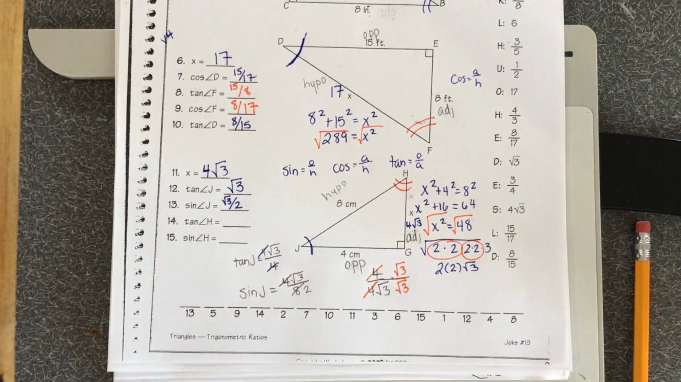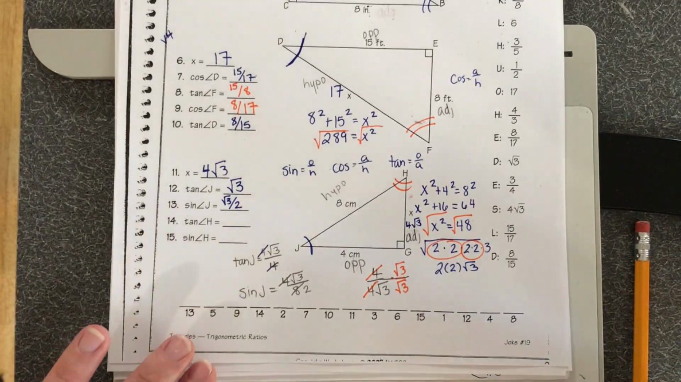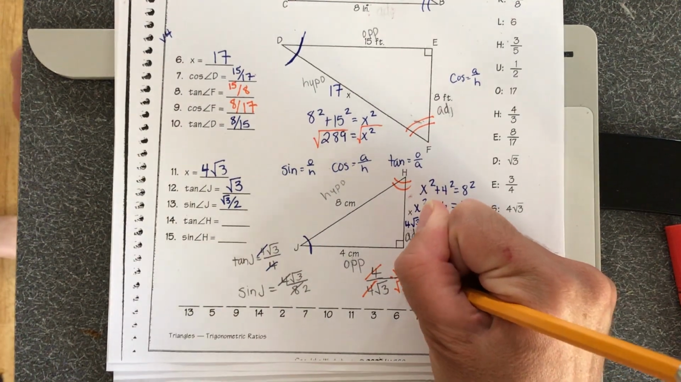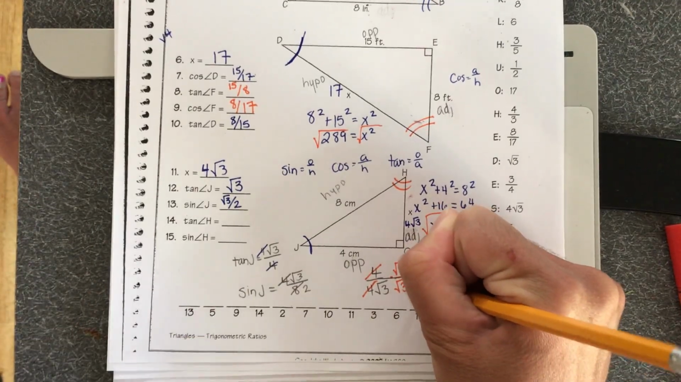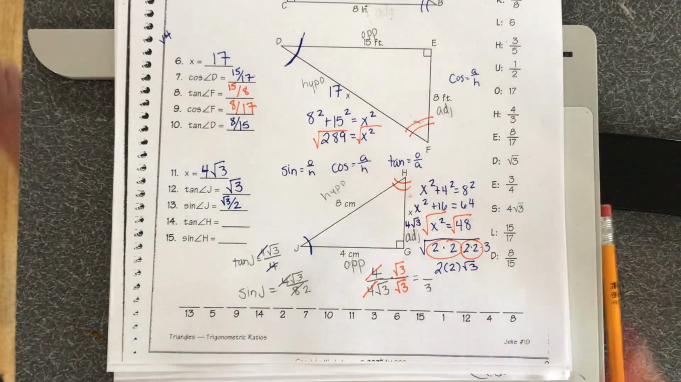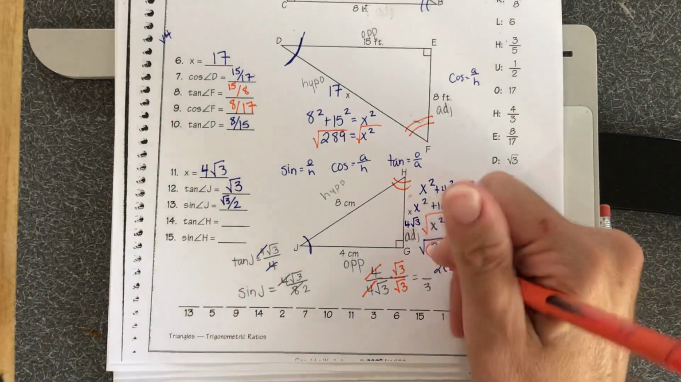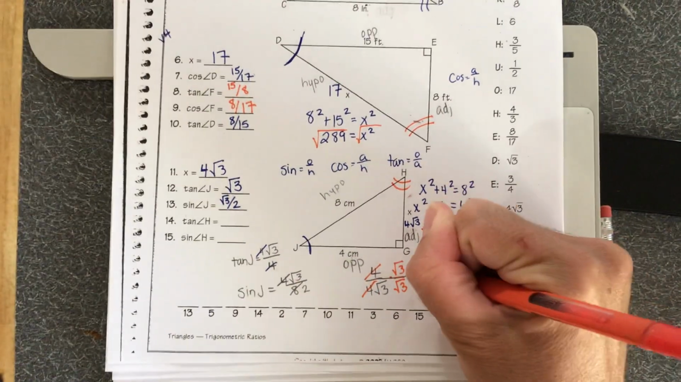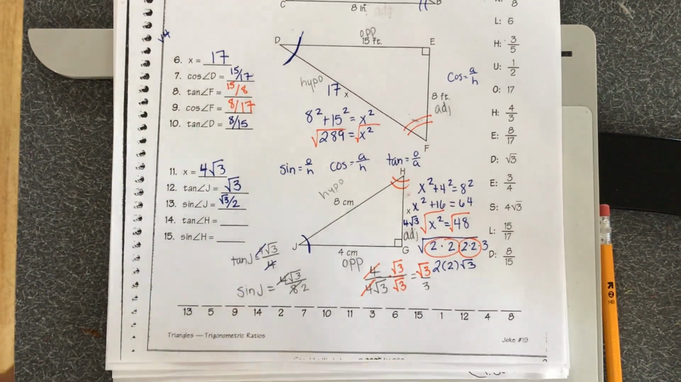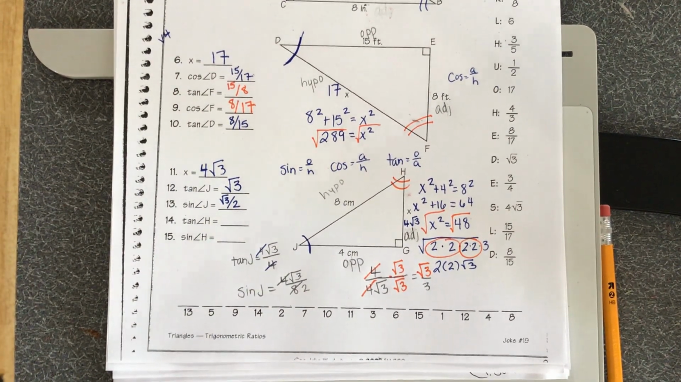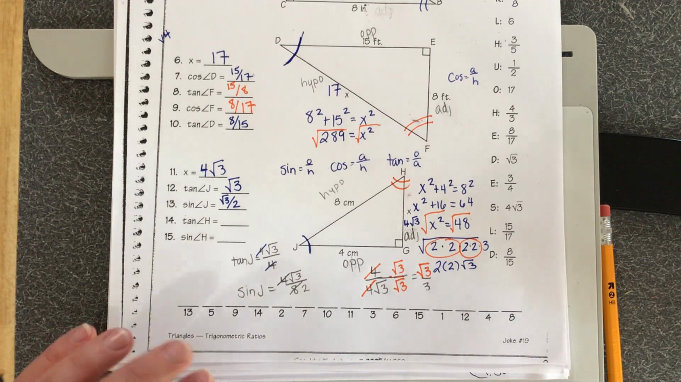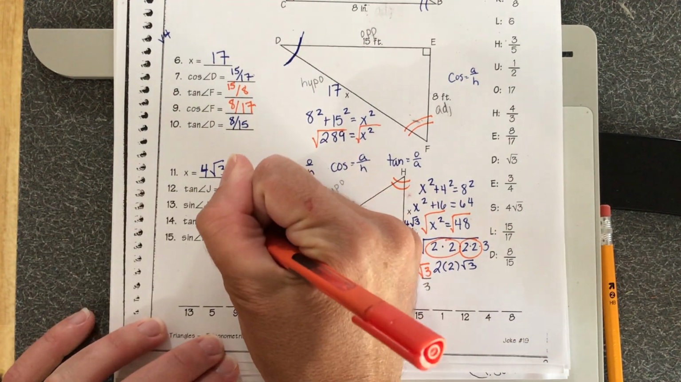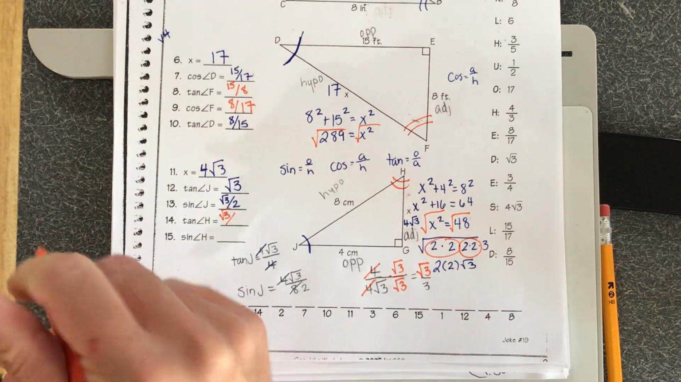And so if you look, the square root of 3 times the square root of 3 is 3. And so then I've got the square root of 3 over 3. So when you have a radical in the denominator, that's not considered simplified, so you've got to rationalize the denominator. So tangent H is the square root of 3 over 3.